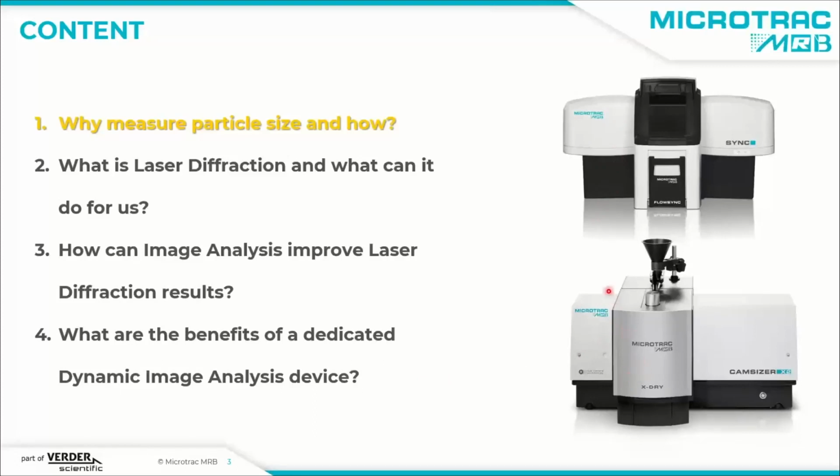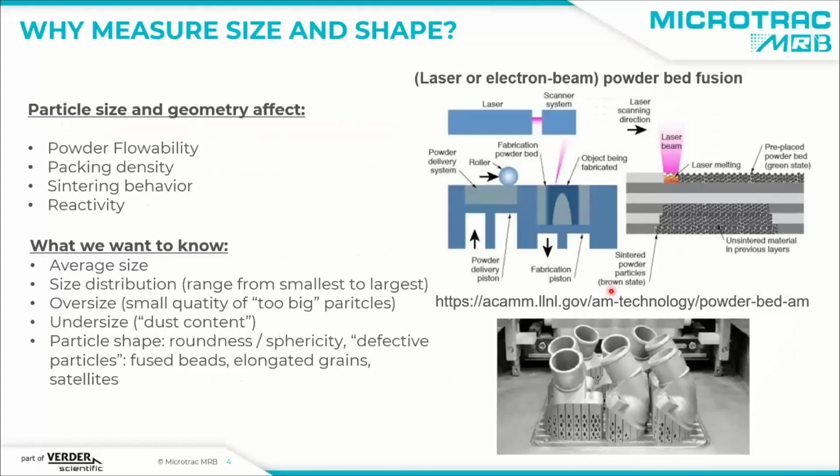So let's see, why do we want to measure particle size or particle size distributions? The size and the size distribution and also the geometry or the morphology of the particles directly affect physical properties of the powder, like, for example, flowability, packing density, sintering behavior, and reactivity.